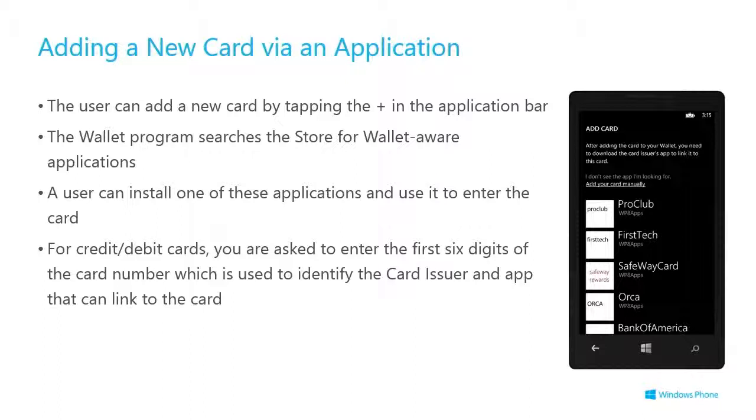Certainly. The point there is about the first 6 digits of the card number. If it's a payments card, the first 6 digits, and this is a payments industry standard thing, identify the bank or the financial institution that has issued the card. So the Windows Phone Store app can use those 6 digits to suggest, you seem to be entering a Bank of America card or something. Do you want to install their app? Pretty clever stuff.